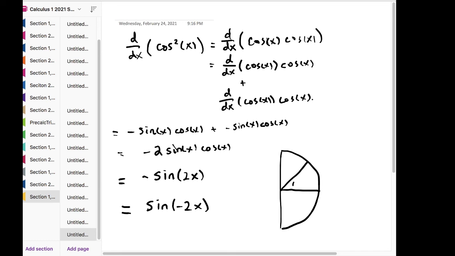Correct, it's an odd function. So in the unit circle, if you have the angle and it maps to the coordinate (x, y), if you take the negative of that angle, what you're really doing is reflecting over the x-axis. So this tells you that sine is odd, and cosine is even.